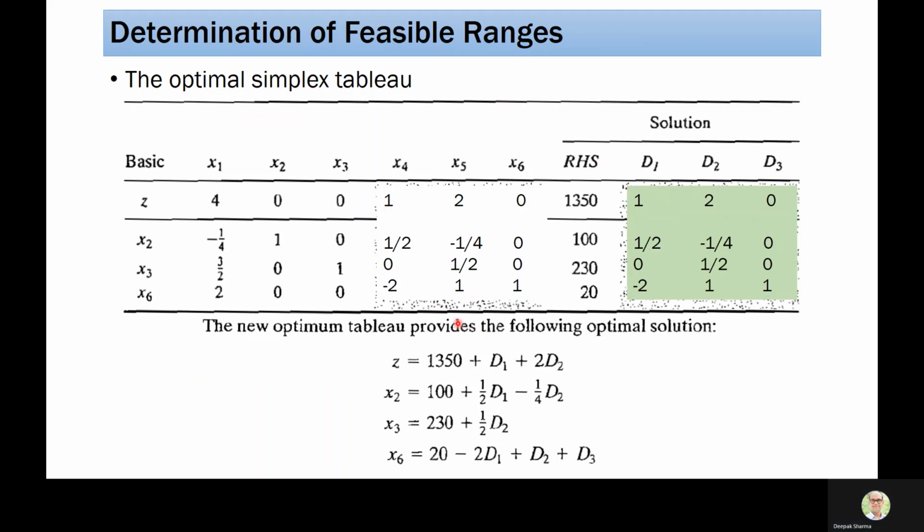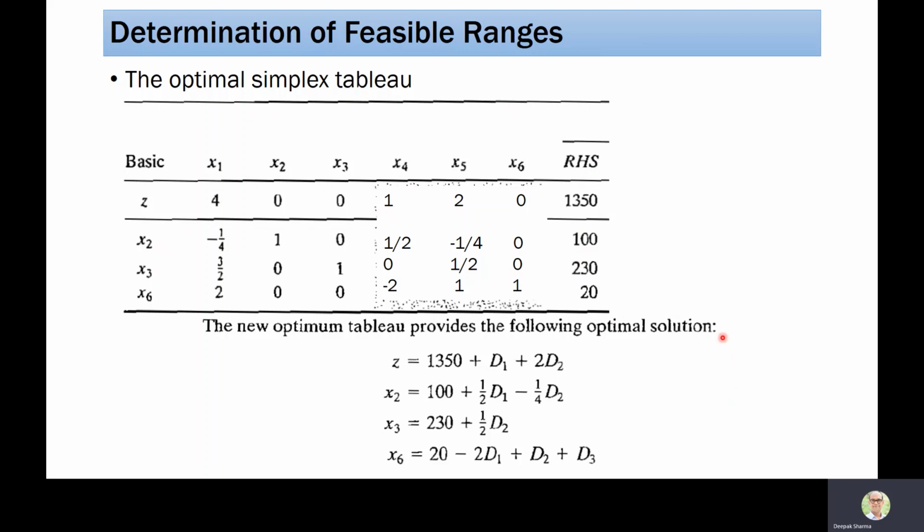Now we are going to follow the simplex method, and let us identify the optimal simplex table here. So the optimal simplex table, as we know, X2, X3, and X6 are the basic variables. Corresponding coefficients are written. Their solutions are written. Now look at the columns of X4, X5, X6, as well as D1, D2, and D3. You can see there is a similarity. Why? Because we started with the identity matrix. Here also it was identity matrix, and after following the same operations, we get the same coefficients.